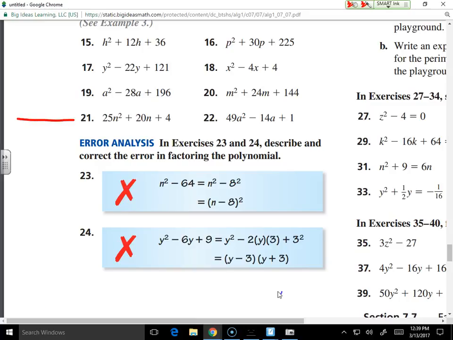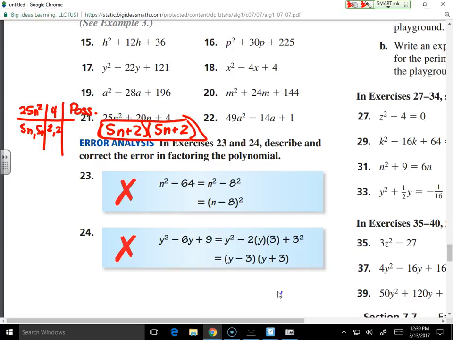Question. If we're thinking about 25n squared, and we're thinking about 4, maybe before we start doing all of our possible factors and all that jazz, is it a perfect square? Yeah. Let's try 5n and 5n. Is 4 a perfect square? Let's try 2 and 2. And guess what ends up happening? It works.